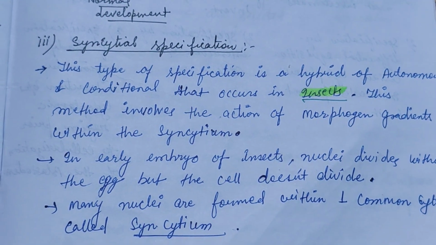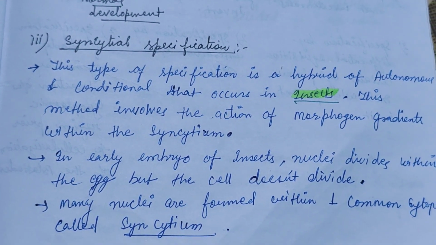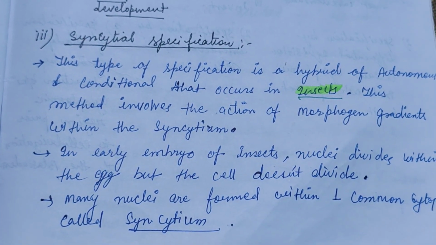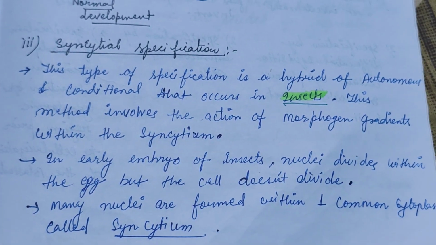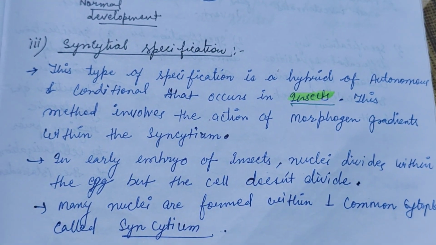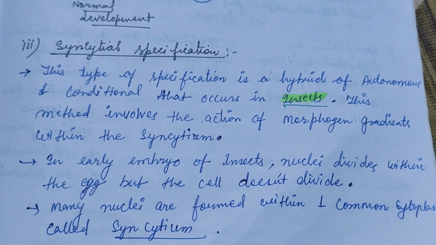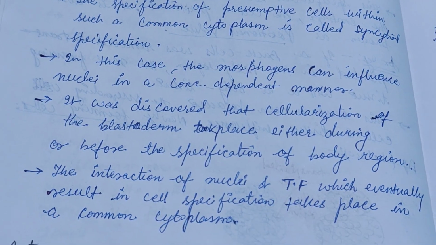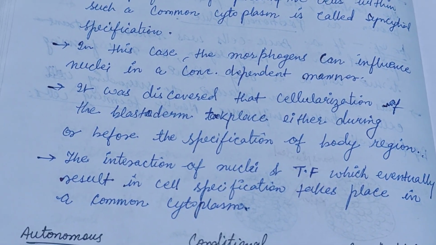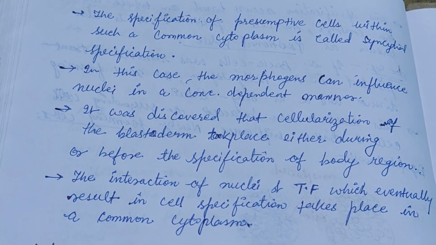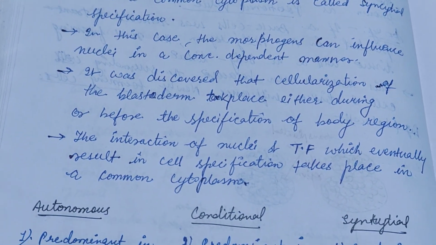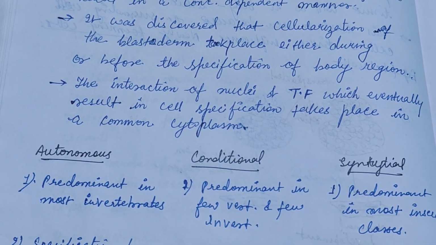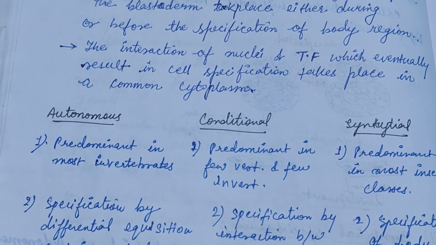The third one is the syncytial specification. This type of specification is a hybrid of the autonomous and the conditional specification that occurs in insects. In the early embryo of an insect, the nuclei divide within the egg, but the cell doesn't divide, and many nuclei are formed within one common cytoplasm called the syncytium. In this case, the morphogens can influence nuclei in a concentration-dependent manner, and it was discovered that the cellularization of the blastoderm took place either during or before the specification of the body region.